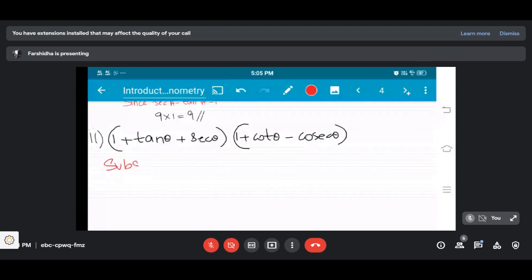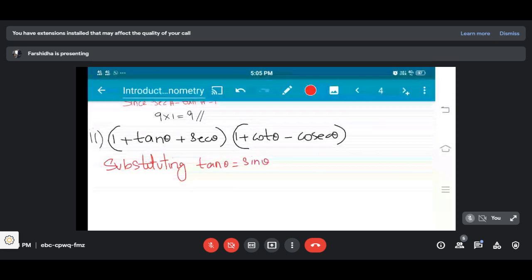Below that, write substituting tan theta is equal to sin theta by cos theta. Sec theta is equal to 1 by cos theta.